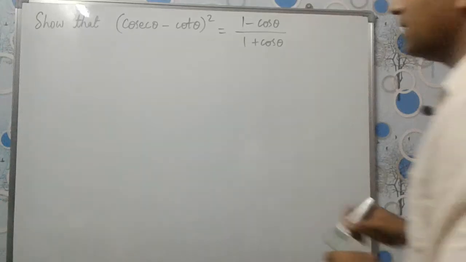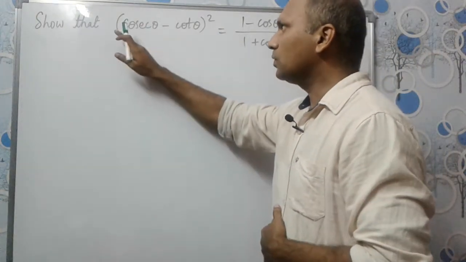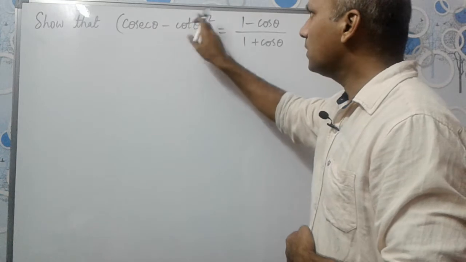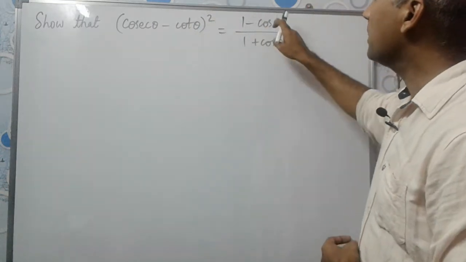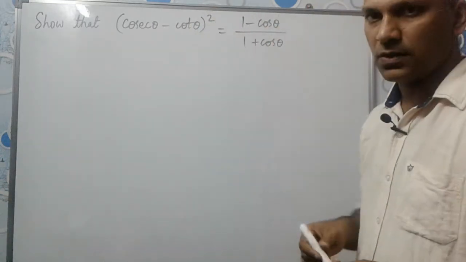Hello students, in this video we will solve this problem. Show that (cosecant theta minus cot theta) whole square is equal to (1 minus cos theta) divided by (1 plus cos theta).